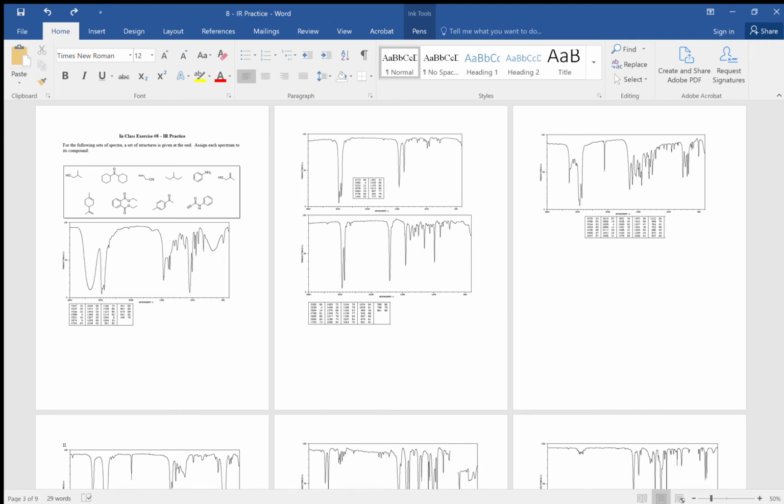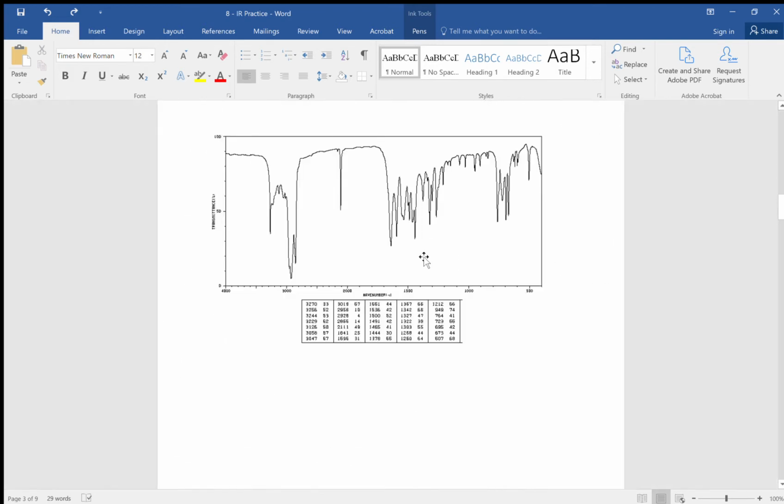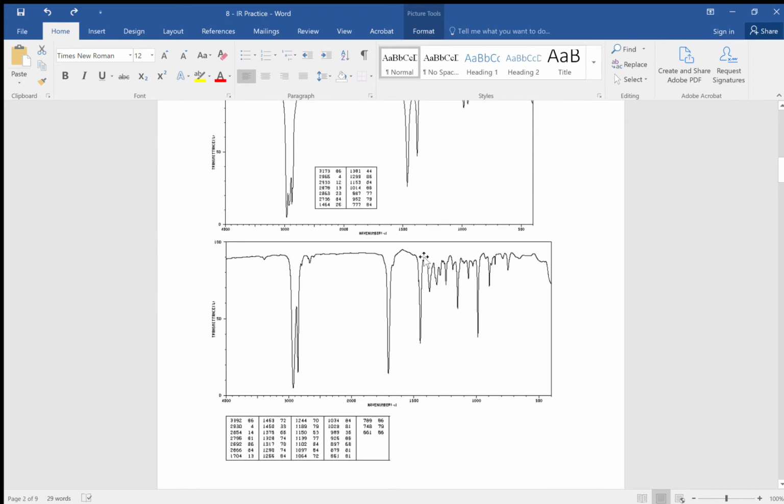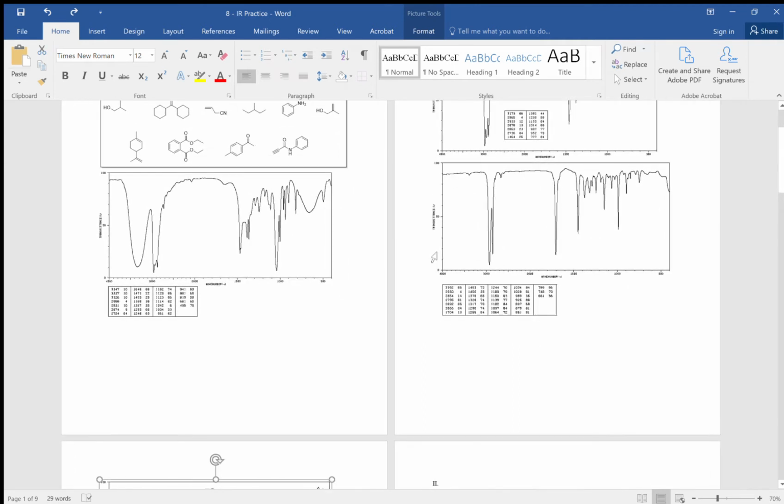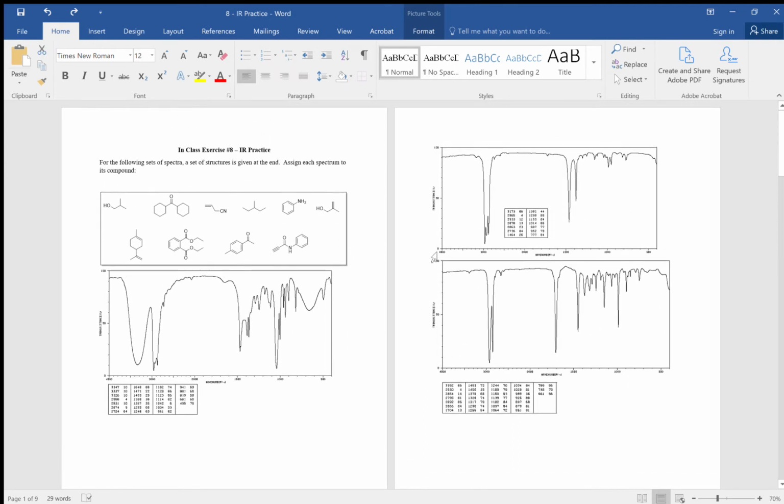So I want to go over these IR practice problems, and it may be a little hard to see on here. I've tried playing with a few different ways to get this to show up effectively on video. It looks like this is going to be the best that we're able to do, because I'd like to keep both the spectra as well as the list of structures on the screen at the same time. So just bear with me as I do these. Again, these may be a little small on screen, but we do the best we can with them.